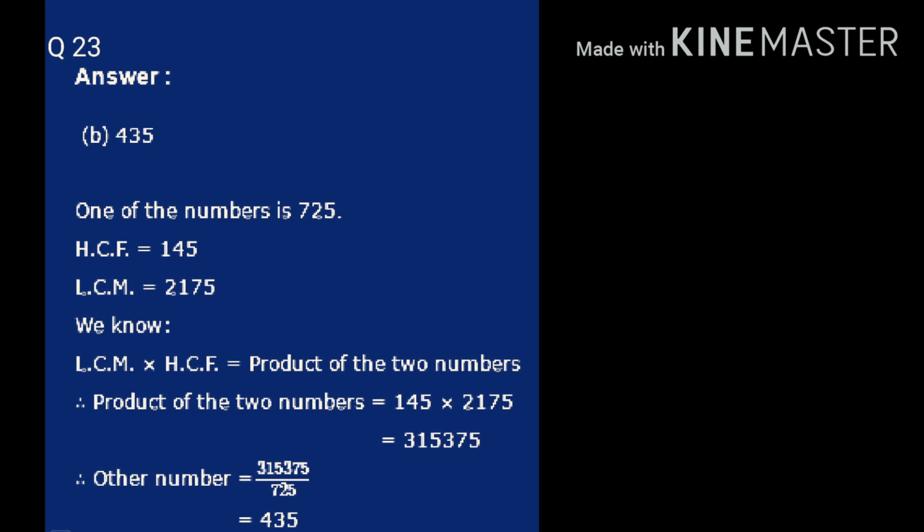Okay. So the next question is question number 23, where LCM, HCF and one number is given. We have to calculate the other number. So here we will be using the property of HCF which we have studied. What is the property? The property is HCF into LCM is equal to the product of two numbers. Now the product of two numbers is equal to HCF into LCM, that is 145 into 2175. And therefore the other number will be 3,15,375 divided by 725, and we are getting the other number as 435.